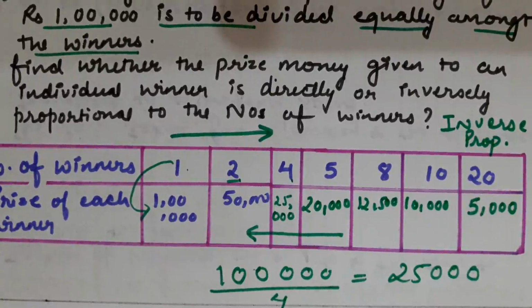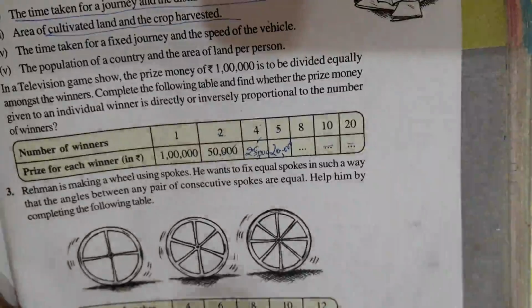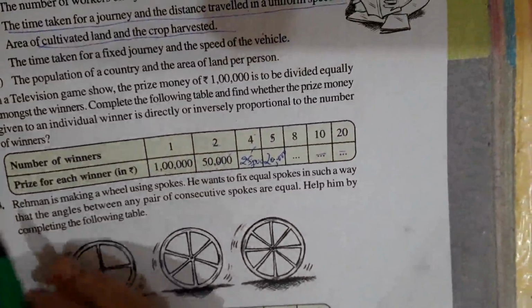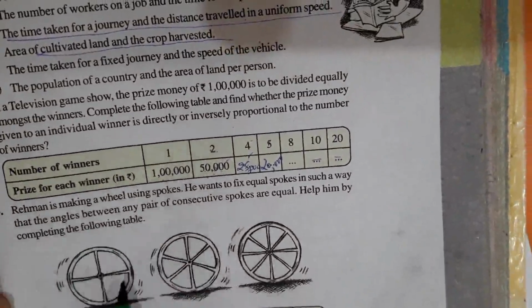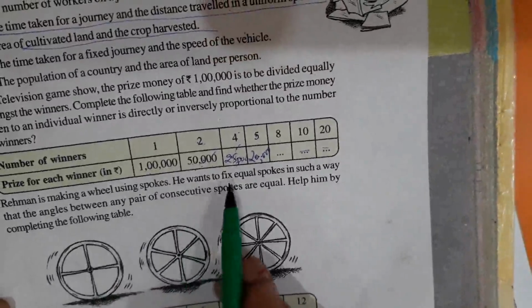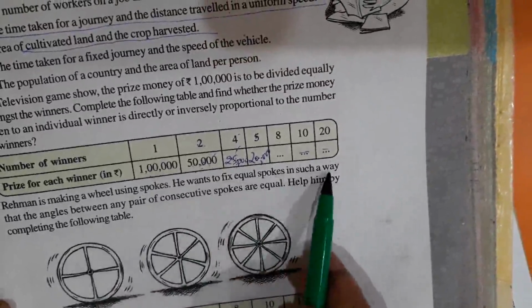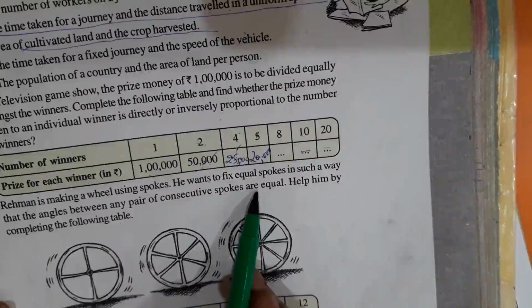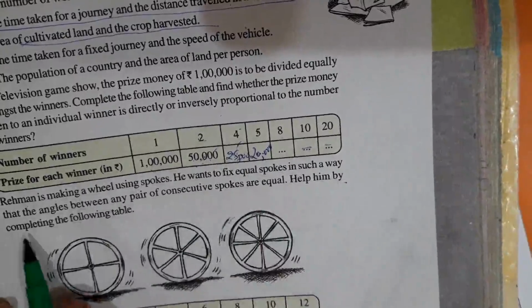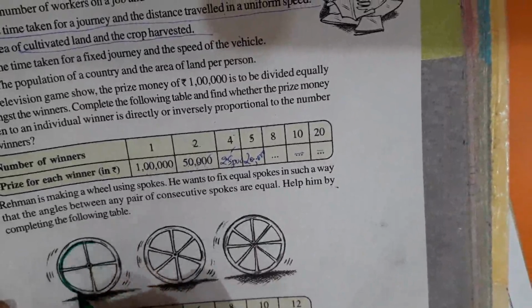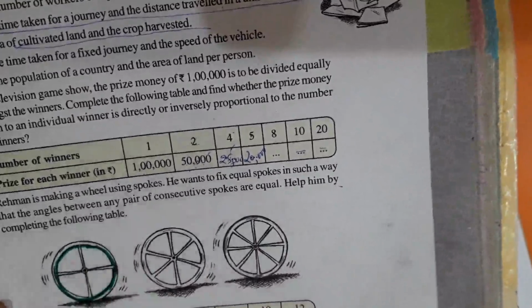Now today's last question, question number 3, we are going to solve. Question number 3 from exercise 13.2. See, Rahman is making a wheel. He wants to fix equal spokes in such a way that the angles between any pair of consecutive spokes are equal. Help him complete the following table. Now, in this way, Rahman wants to make the wheel.